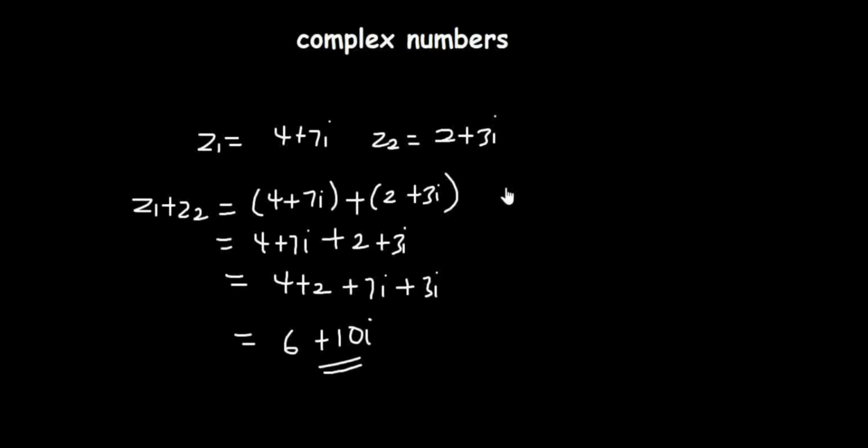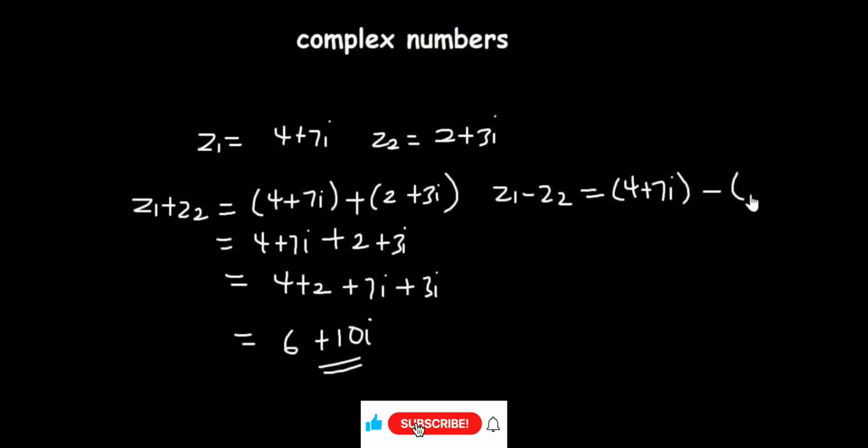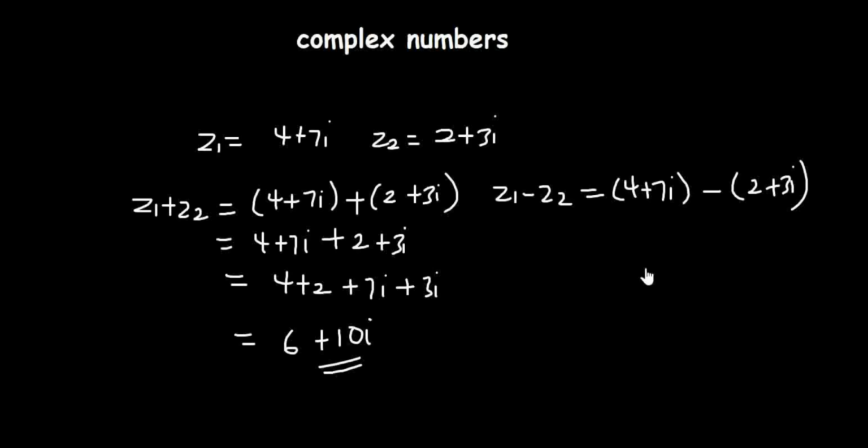Okay, so now let's perform subtraction on these two complex numbers also. So that is z1 minus z2. Okay, so this will be equal to 4 plus 7i, minus 2 plus 3i. Now let's continue. So this will be equal to 4 plus 7i. So now let's distribute this negative to the values in the bracket. So that would be minus 1 times 2, that is minus 2, and then minus 1 times 3i, that is minus 3i.